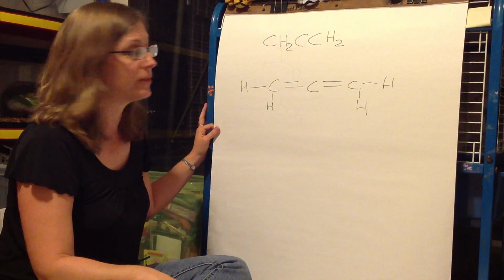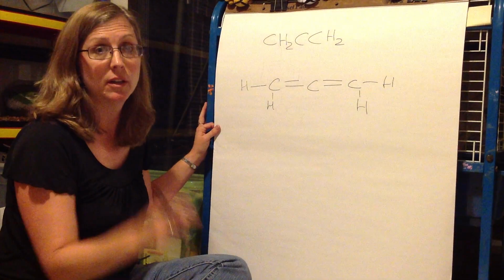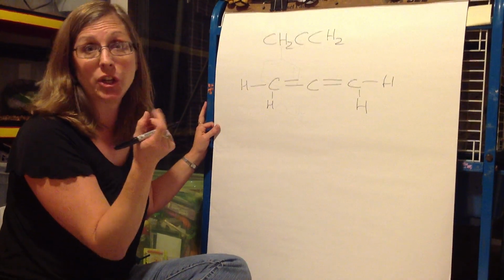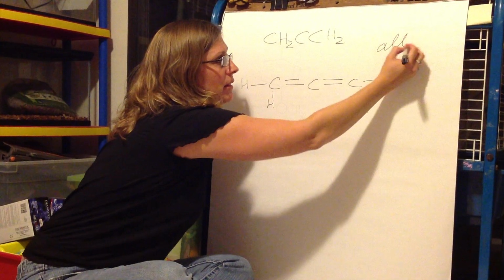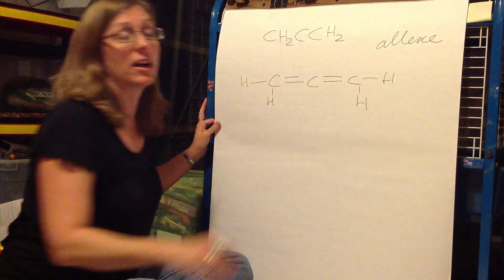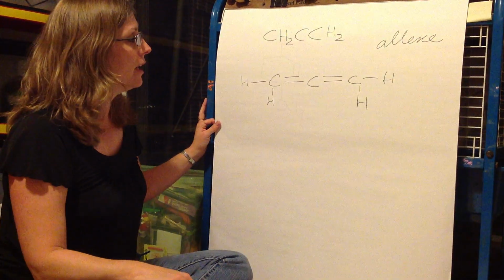Okay, so we have 2 double bonds on top of each other sharing the same carbon. This is called an accumulated double bond. This molecule is actually called allene. So you can look that up and see some examples of that.